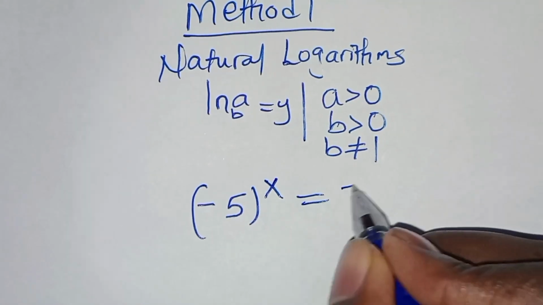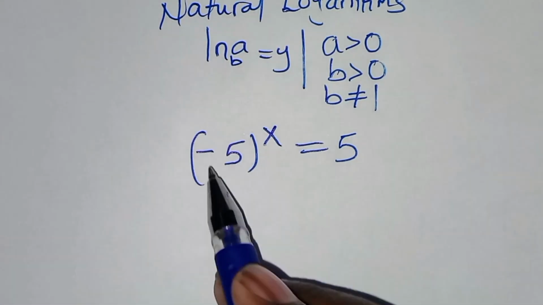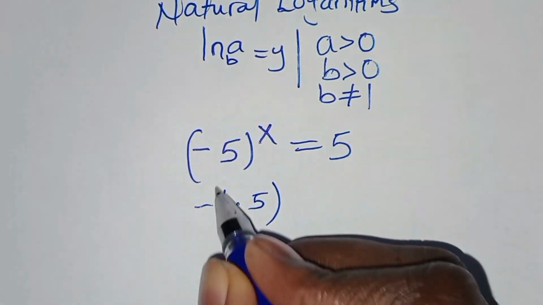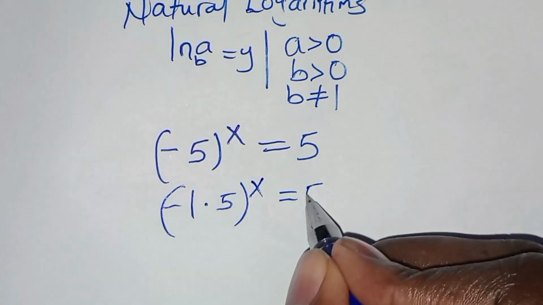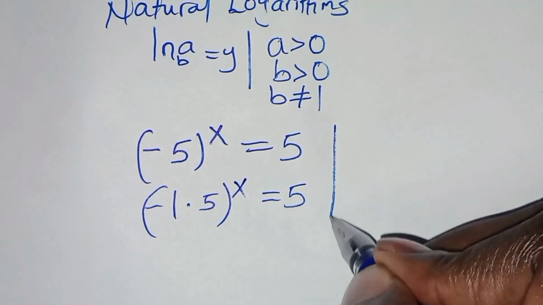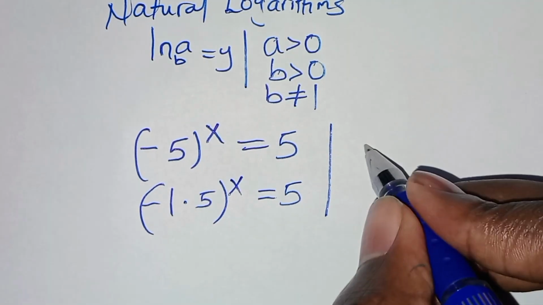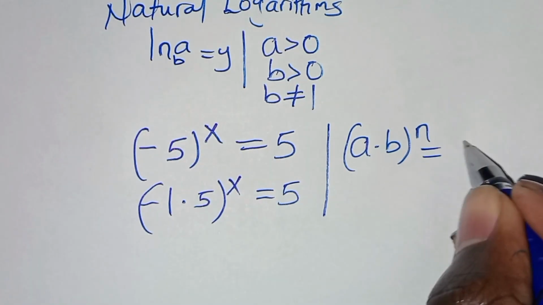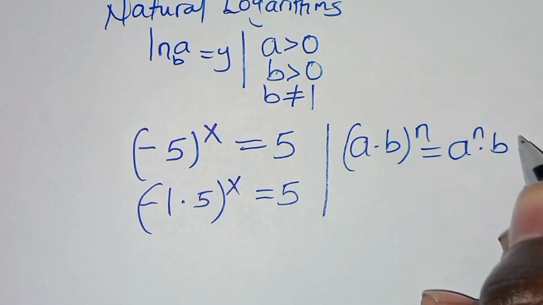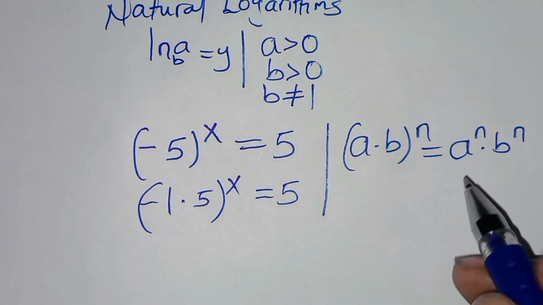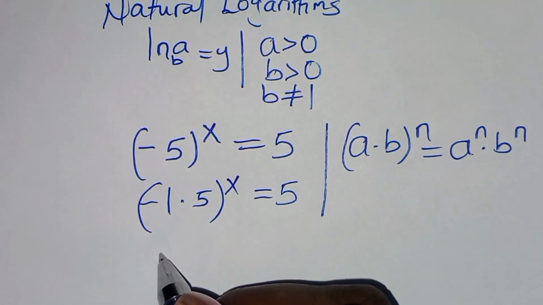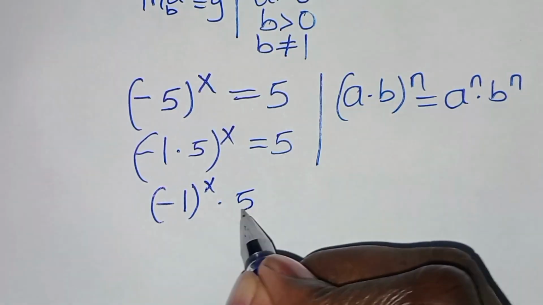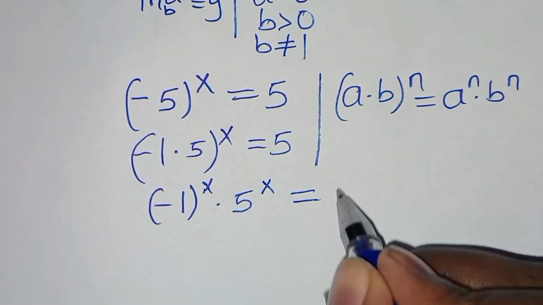This is equal to 5. So we can express (-5)^x as (-1 times 5)^x. This is equal to 5. So in this case, we have that -1 times 5, which is in the form of (a times b)^n, which we can express as a^n times b^n. Applying this exponent property, here we have (-1)^x times 5^x. This is equal to 5.